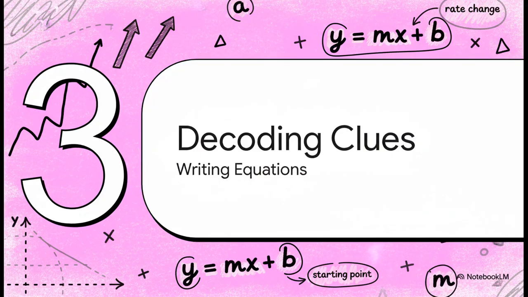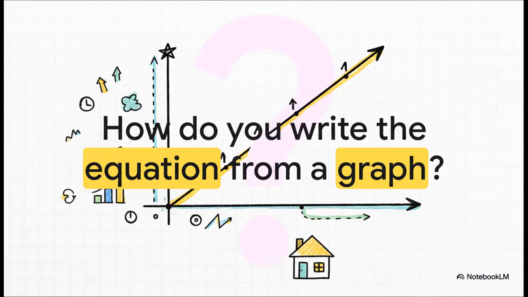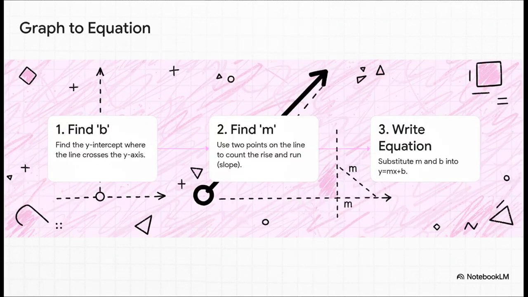Okay, so we know the recipe. Now, let's flip this around. Let's become detectives. Instead of building the line from the equation, we're going to find the equation just by looking at the clues. So, what if all you have is the picture, just a line on a graph? How do you work backwards? How do you figure out its secret formula, that y = mx + b equation, just by looking at it? It's a pretty straightforward strategy.